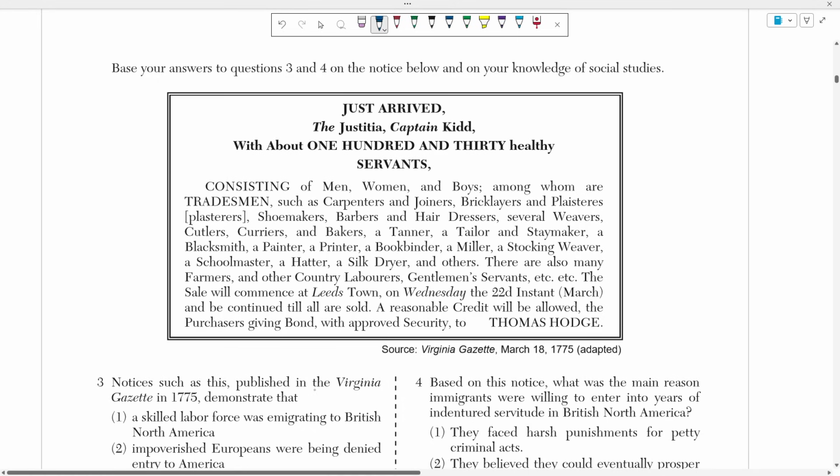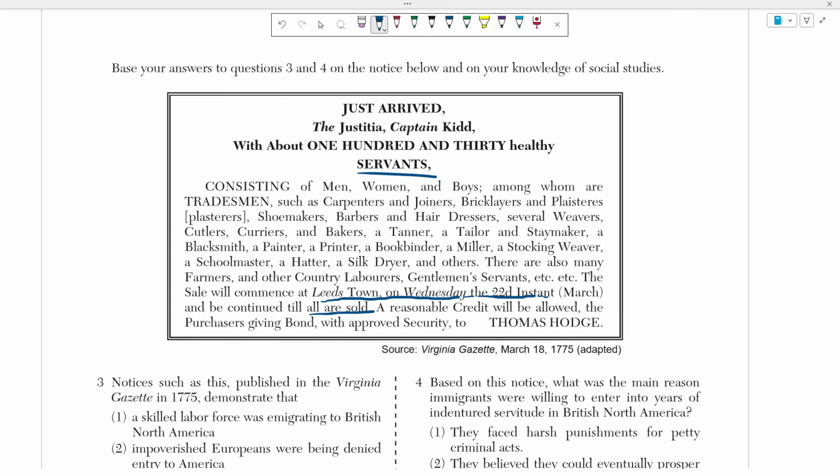It says, notices such as this published in the Virginia Gazette in 1775 demonstrated what? So let's read this. Just arrived, the Justitia, Captain Kidd, with about 130 healthy servants, consisting of men, women, and boys, among whom were tradesmen such as carpenters and joiners, bricklayers, plasterers, shoemakers, barbers, and hairdressers, several weavers, cutlers, curriers, and bakers, a tanner, a tailor, a staymaker, a blacksmith, a painter, a printer, a bookbinder, a miller, a stock weaver, a schoolmaster, a hatter, a silk dryer, and others. There are also many farmers and other country laborers, gentlemen's servants, etc., etc. The sale will commence at Leedstown on Wednesday, 22nd instant, and continue till all are sold. A reasonable credit will be allowed to the purchasers giving bonds with approved security to Thomas Hodge.